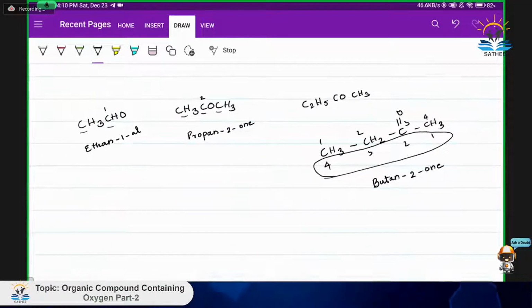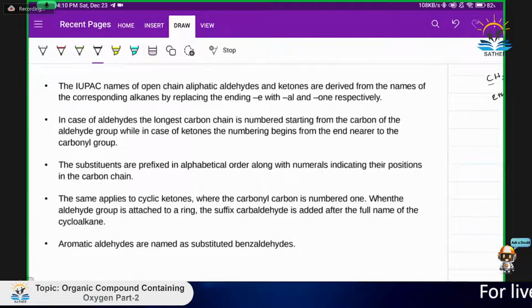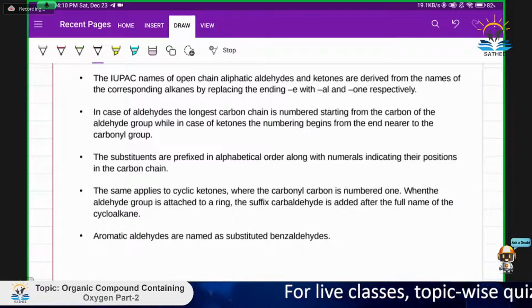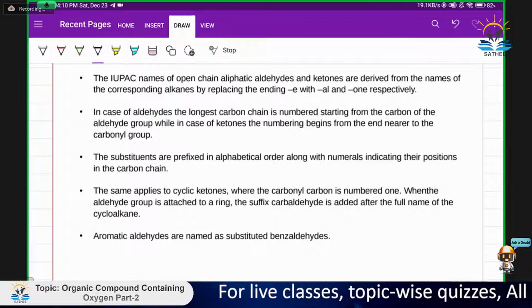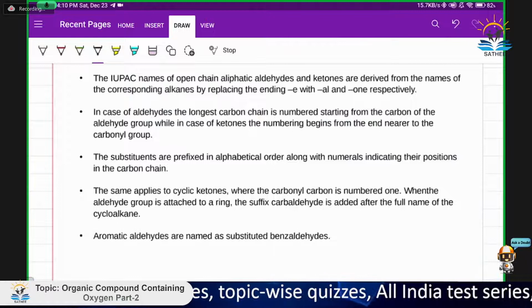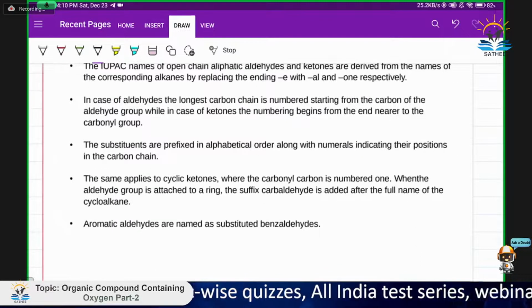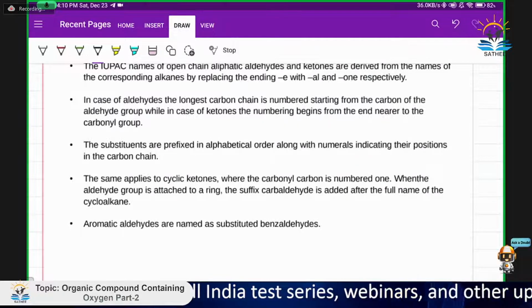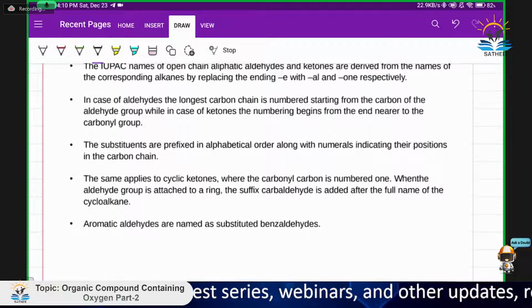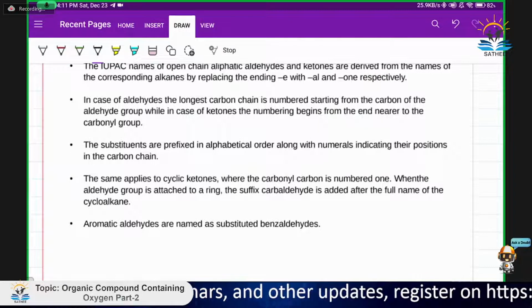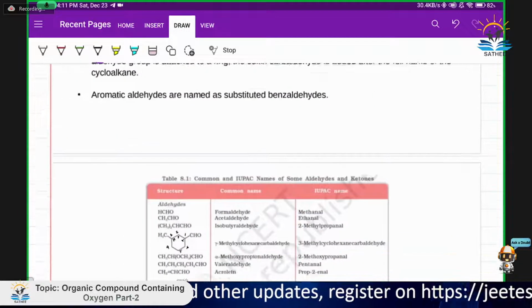Now the substituents are prefixed in alphabetical order along with numerals indicating their position. If there are substituents present in the chain, we show that in the name by giving the number to the appropriate carbon and showing the number in the name. The same applies to cyclic ketones where the carbon is numbered 1. When the aldehyde group is attached to a ring, the suffix carbaldehyde is added to the full name of the cycloalkane. Aromatic aldehydes are named as substituted benzaldehydes. So we'll see this with examples right now.